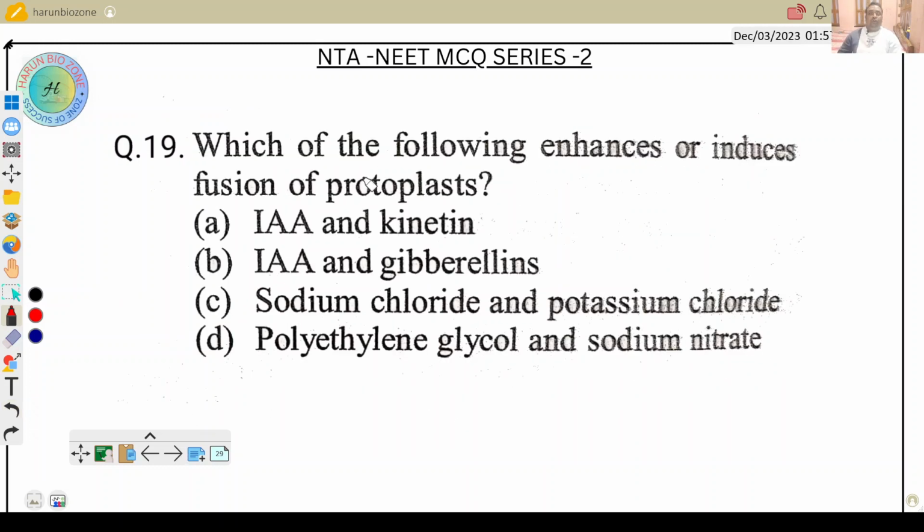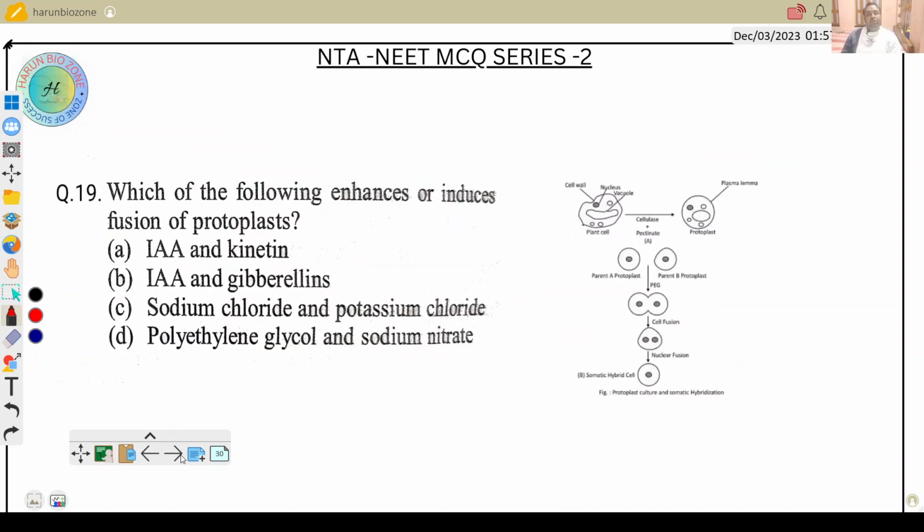Next question, which of the following enhances or induces fusion of protoplasts? First, what is a protoplast? A protoplast is a cell without a cell wall. The plant cell wall is made of cellulose, pectin, hemicellulose, lignin. First we collect a cell and these cells are treated with different types of enzymes like cellulase, hemicellulase, ligninase, pectinase. So the cell wall is removed. The naked cell is called a protoplast, because when the cell wall is removed, the cell membrane is exposed.